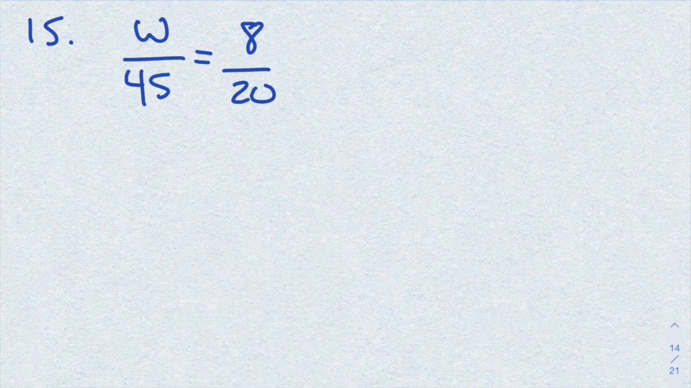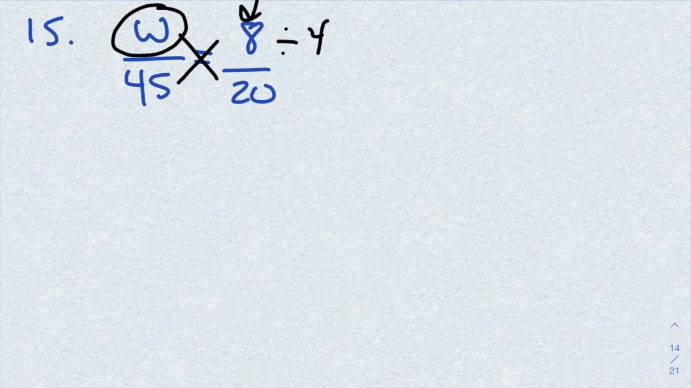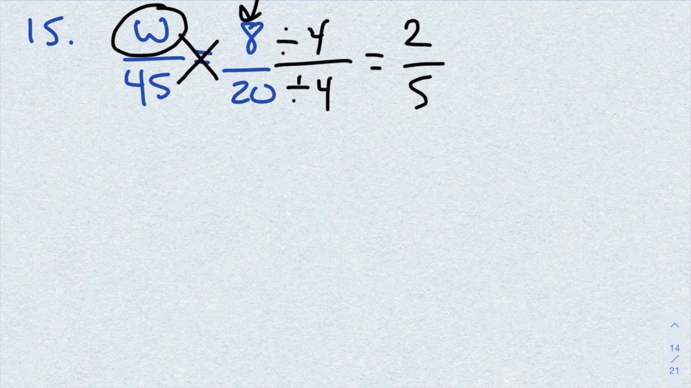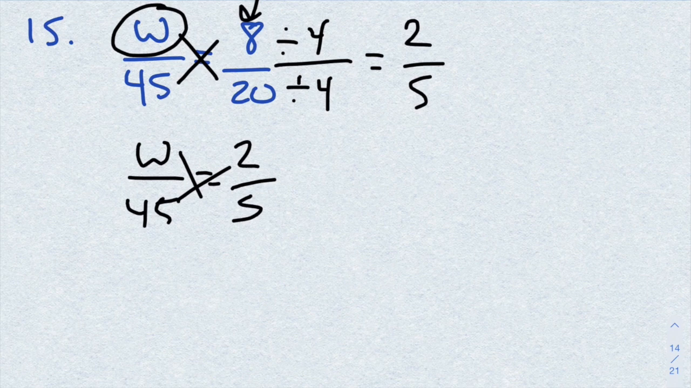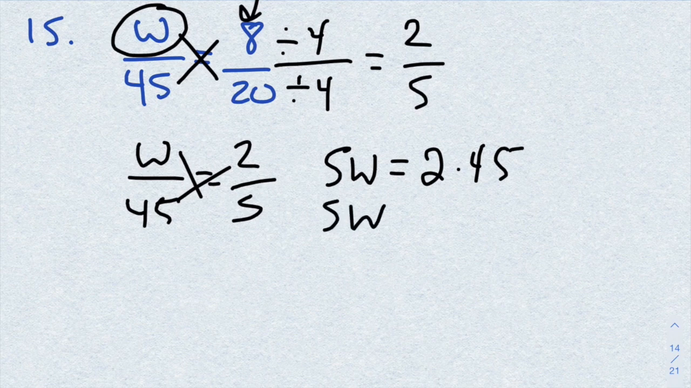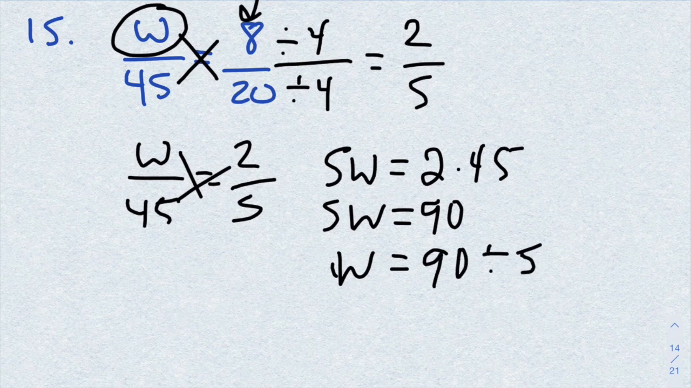Okay, number 15. First thing I can do is look at this and say, hey, I'm going to cross multiply because I have a letter in a fraction. But I can simplify this fraction first, and both the numerator and the denominator are divisible by 4. So that's going to give me 2/5. Now I have W over 45 equals 2/5. Now I cross multiply and I get 5W equals 2 times 45. 5W equals 90. W equals 90 divided by 5 to get my 5 away from my W. And then W is 18.